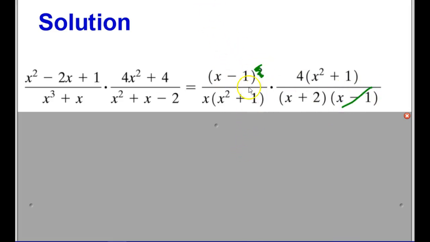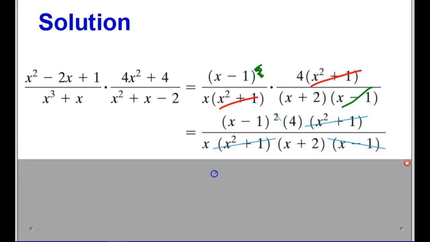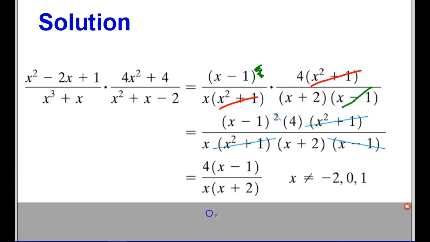Okay, I also see I have an x squared plus 1 and an x squared plus 1, so that goes away as well. So now I can go ahead and multiply what I have left, just straight across the numerator and straight across the denominator to get my final answer. The things that I have left in the numerator were this 4 and one of my x minus 1's, so that becomes my numerator. And then the denominator had this x left and this x plus 2, so that becomes my denominator.